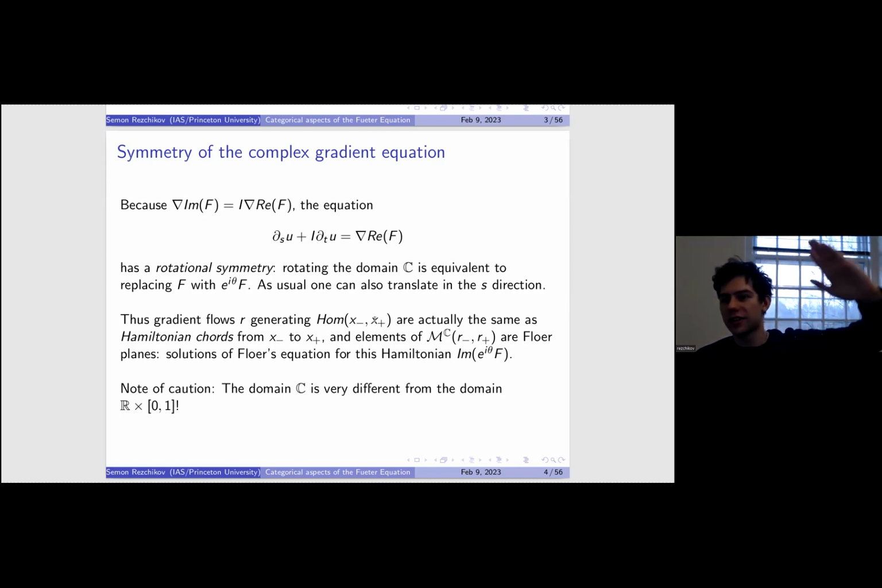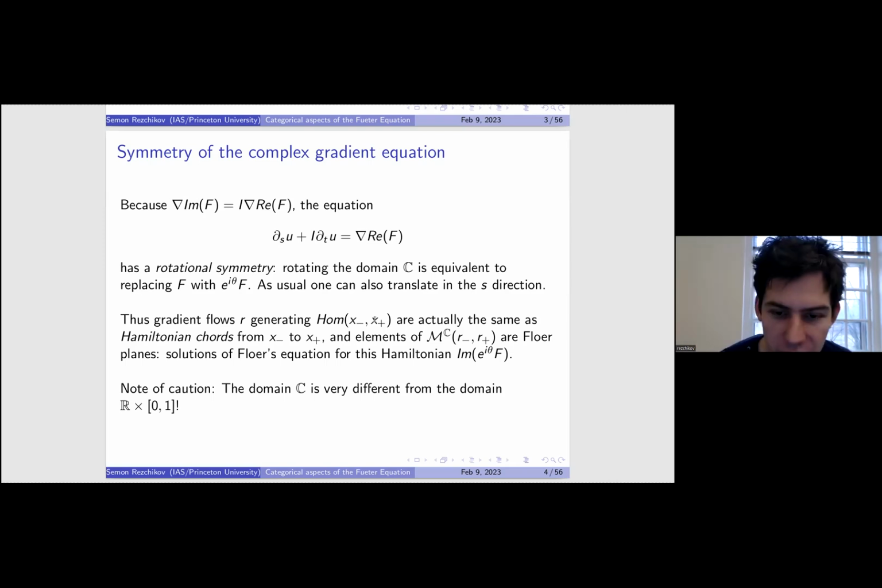And so you can ask for, in the s minus infinity, s plus infinity limits, to asymptote to real gradient trajectories. And then this is just some kind of Floer complex for some Hamiltonian action functional, essentially. So it sort of seems like an object of Fukaya category theory.